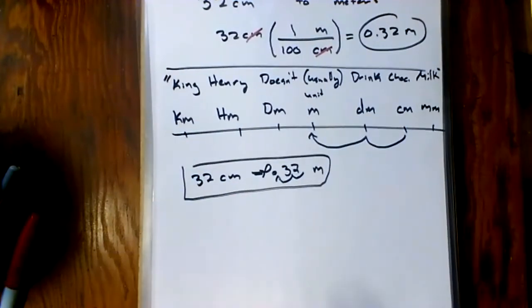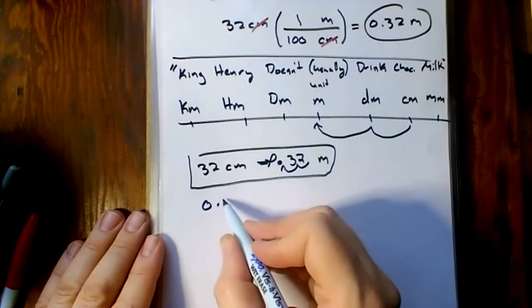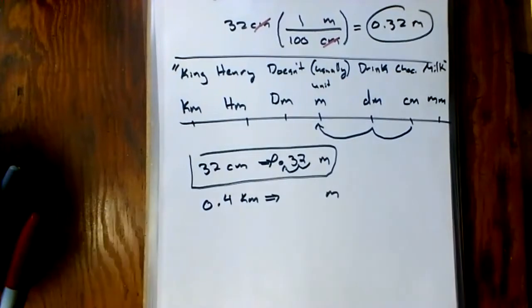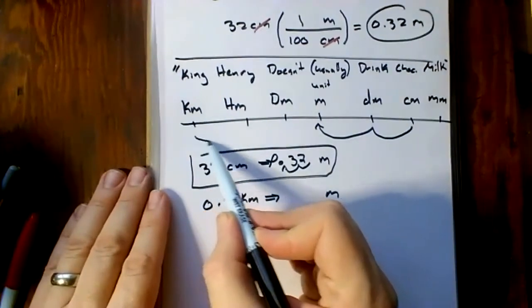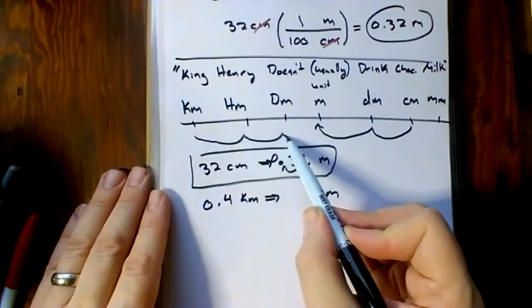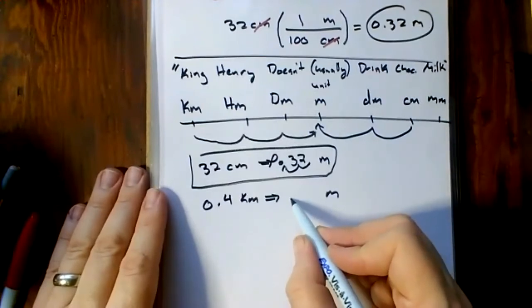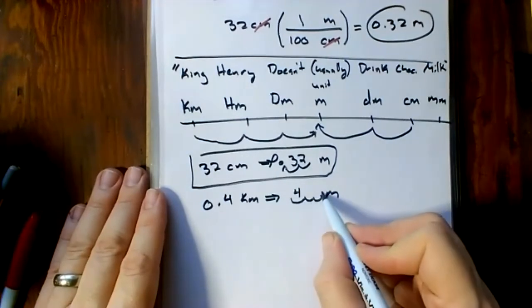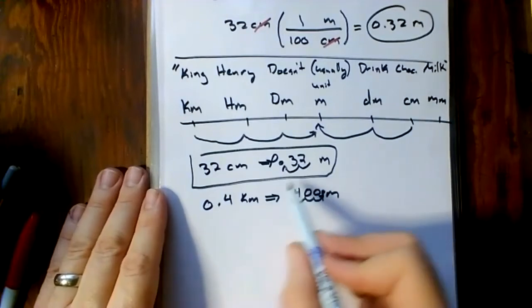Let's do this again. Say I've got 0.4 kilometers, and I want to convert this to meters. If I go from kilometers to meters, that's going to be 1, 2, 3 places to the right. So that 0.4, I move that 1, 2, 3 places. So that 0.4 kilometers turns into 400 meters.